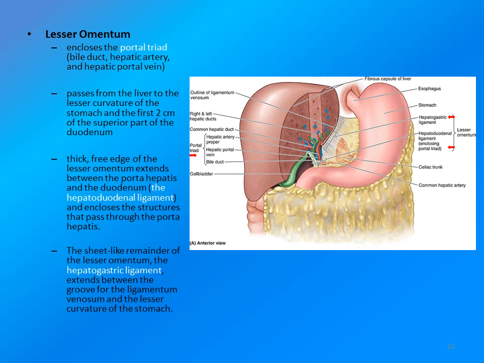The lesser omentum encloses the portal triad, here shown on the diagram at the right. It consists of the bile duct, the hepatic artery, as well as the portal vein. The thick free edge of the lesser omentum extends between the porta hepatis and the duodenum. This is called the hepatoduodenal ligament. It encloses the structures that pass through the porta hepatis. The remainder of the sheet-like lesser omentum is the hepatogastric ligament. It extends between the groove for the ligamentum venosum and the lesser curvature of the stomach.